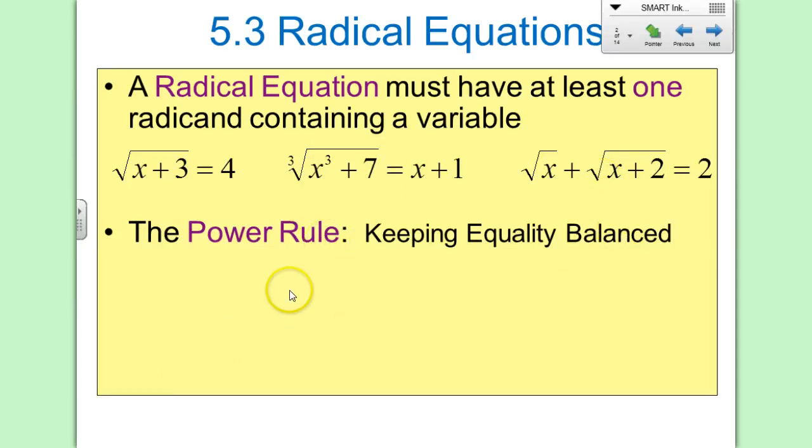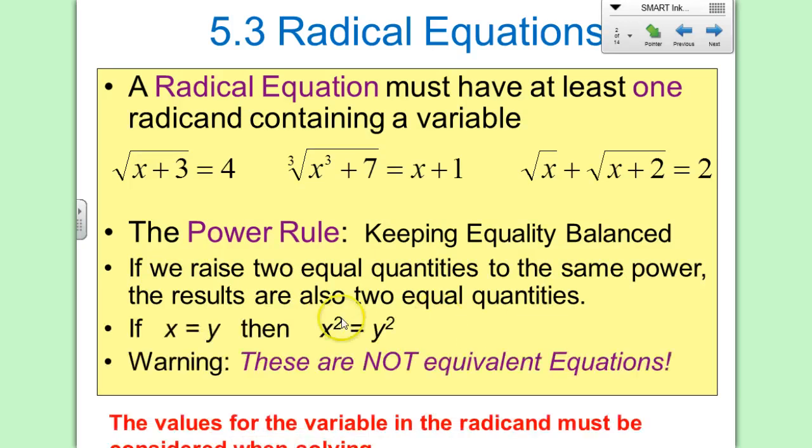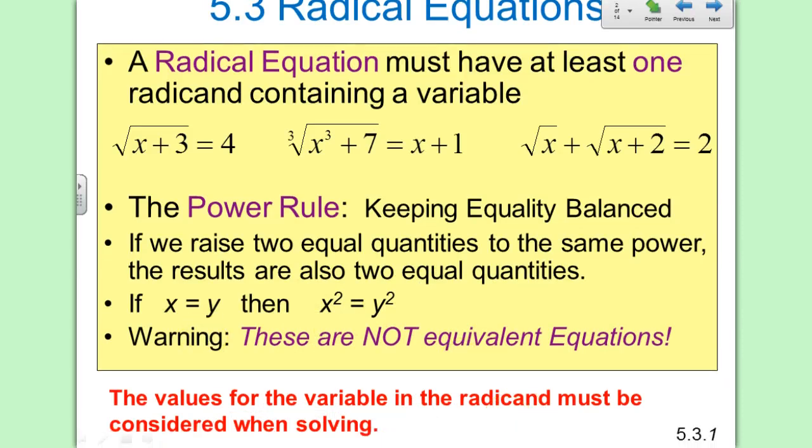We're going to use some special tools in order to solve these things. And because we're using special tools, with great power comes great responsibility, and therefore we need to be careful and check things out afterwards. With the power rule, we raise equal quantities to the same power, and the results will be two equal quantities. But this isn't always true, and you need to be aware of that.